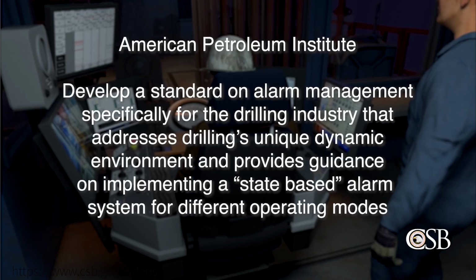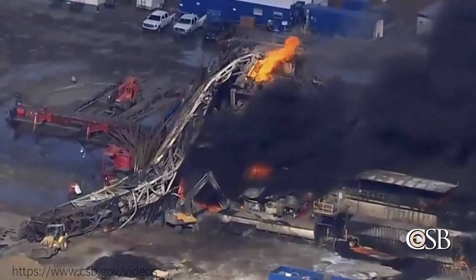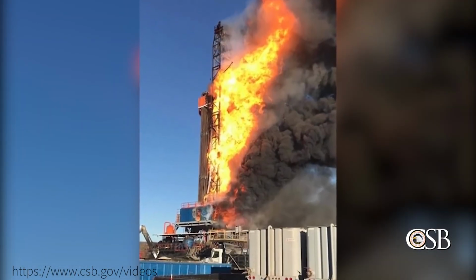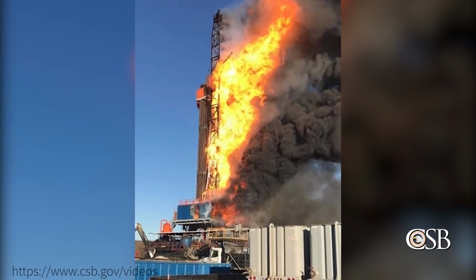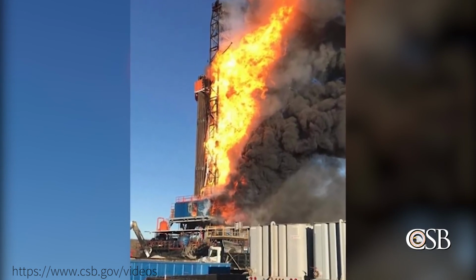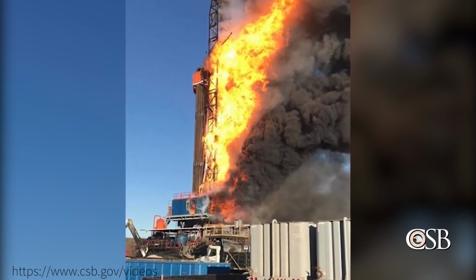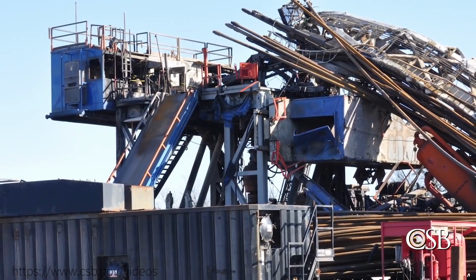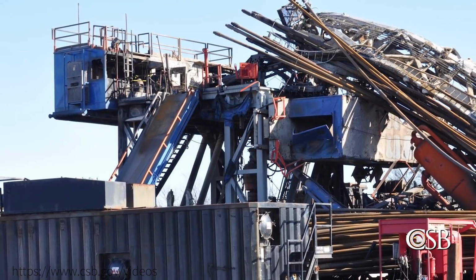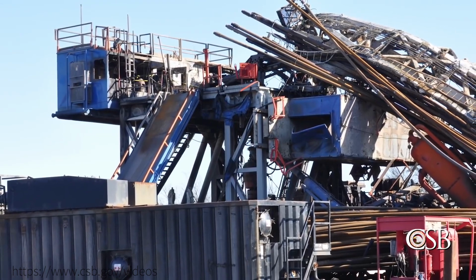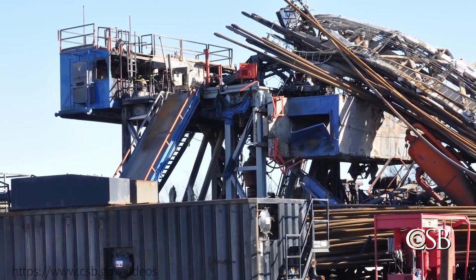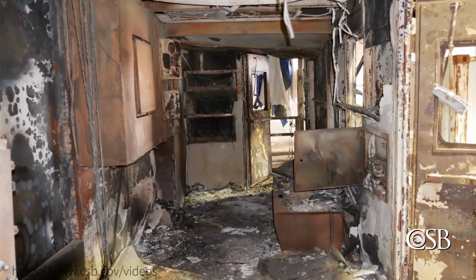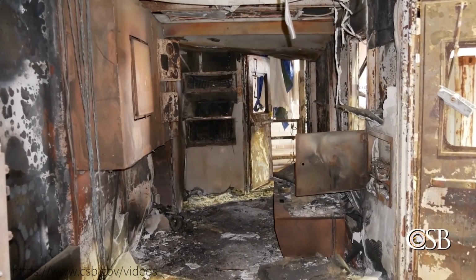There were 2 exit doors from the driller's cabin, but both of those exit doors were blocked by flames after the gas and mud ignited. The CSB concluded that had the fire rating of the driller's cabin been ensured for a minimum time, with emergency escape options from the floor or from the back wall, there could have been a better chance for the workers inside to have survived this.